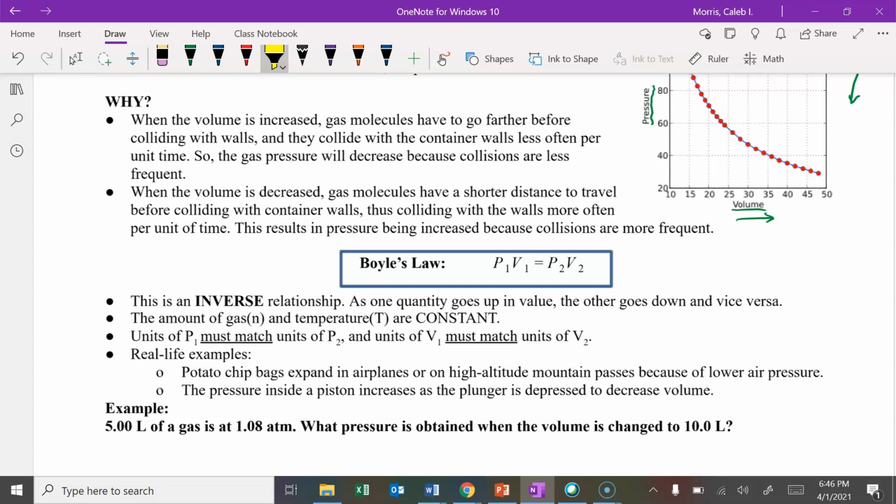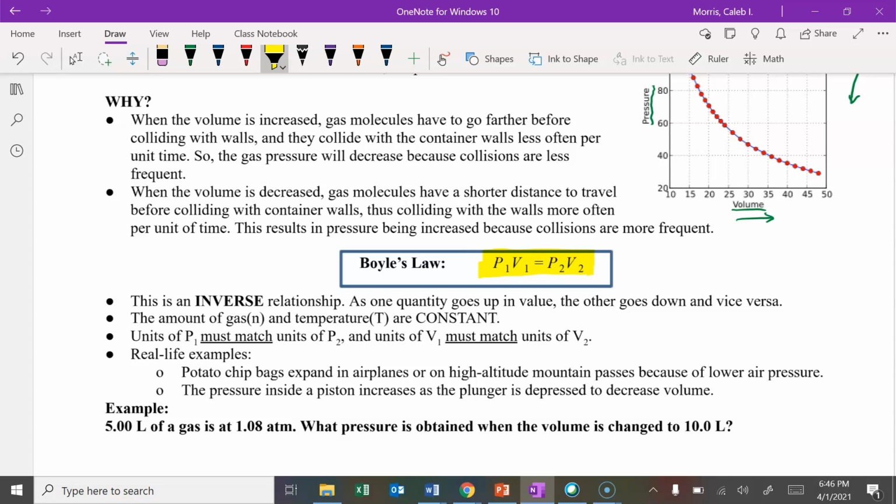And the relationship is shown by this equation, P1V1 equals P2V2, where P1V1 is the initial or starting pressure and volume, and P2V2 is the final pressure and volume. This is an inverse relationship. It means that as one quantity goes up, the other one has to go down, and vice versa. The amount of gas in moles and the temperature have to be constant.